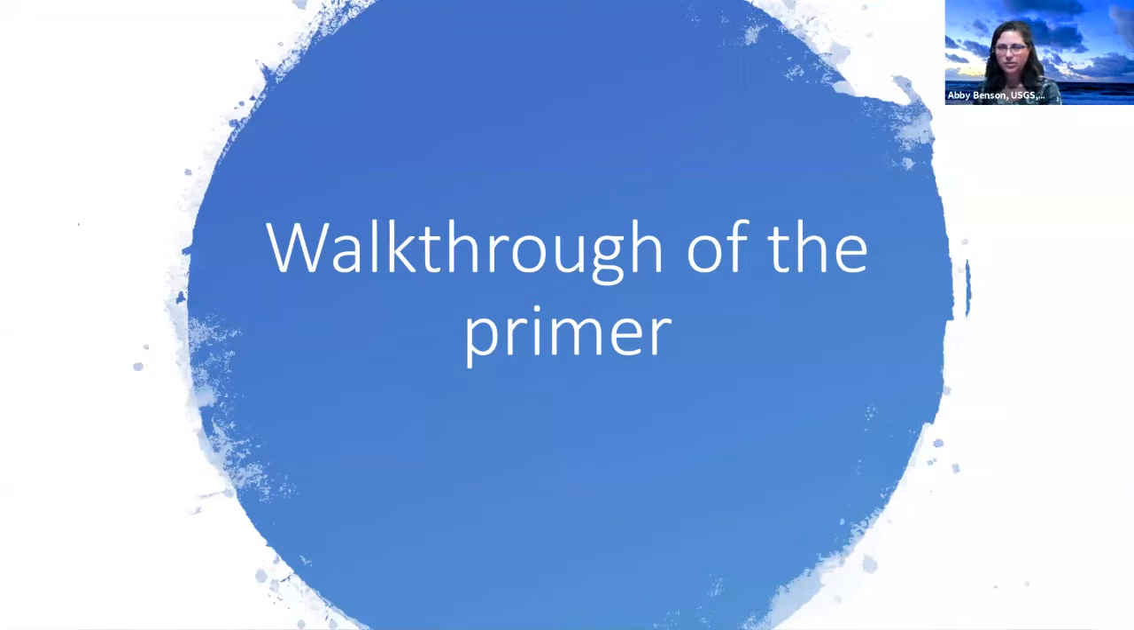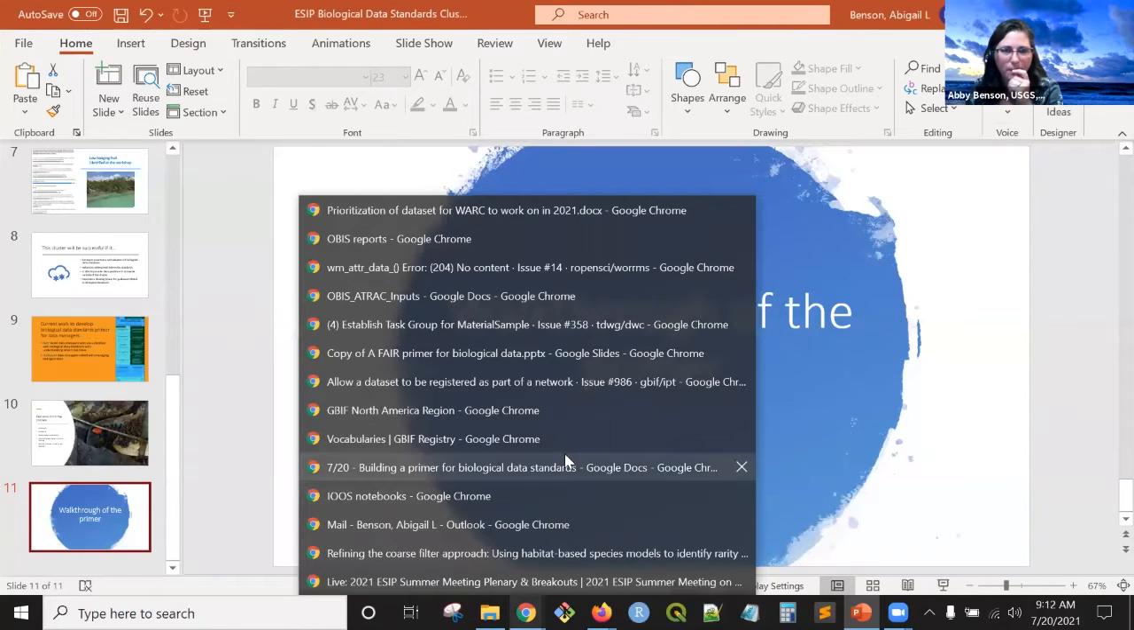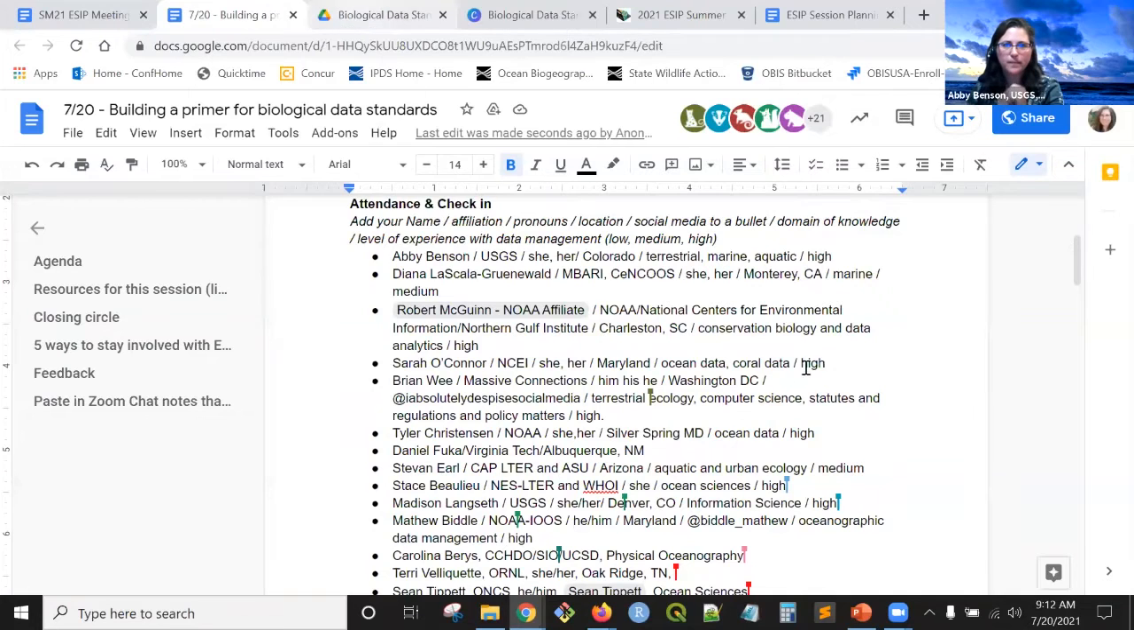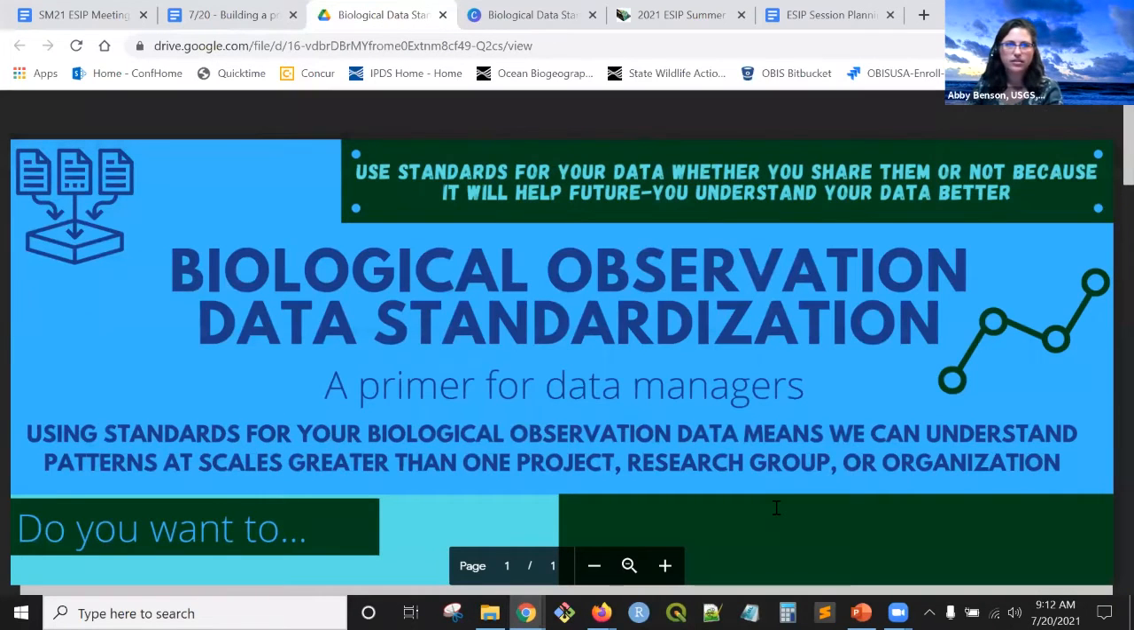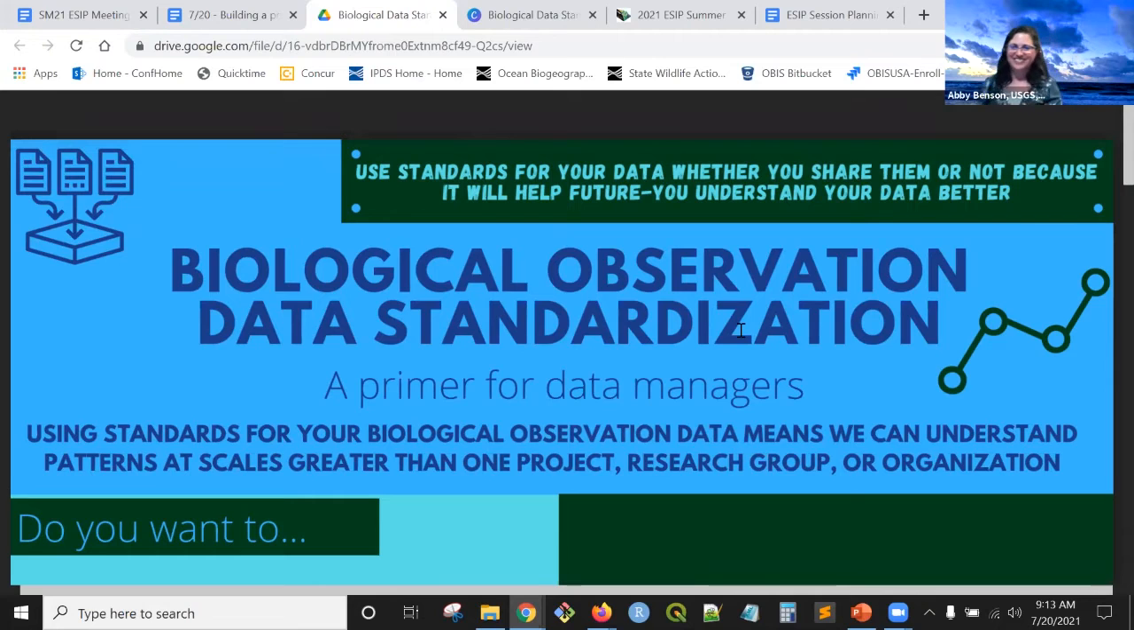So now I'm going to do a walkthrough of the primer. Okay, Diana, can you still see it? Okay. So one thing to note, don't open this with Google Docs, because if you open it with Google Docs, it's going to lose all its formatting and it looks terrible. So don't do that. Just leave it as a PDF like this when you're looking at it, or you can download it if that's easier for you.